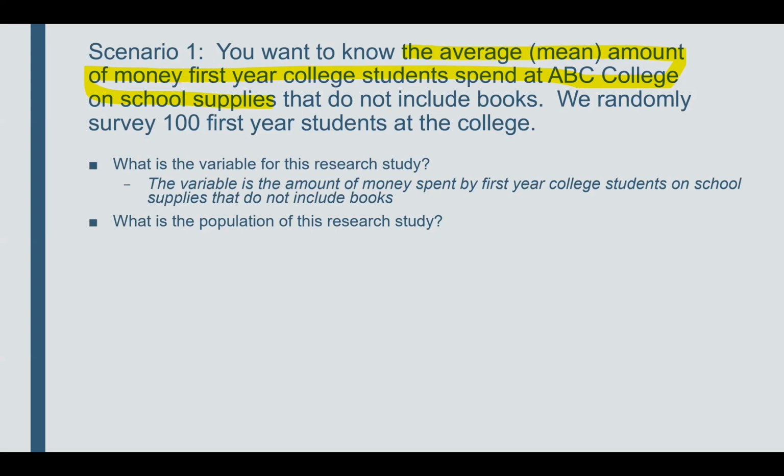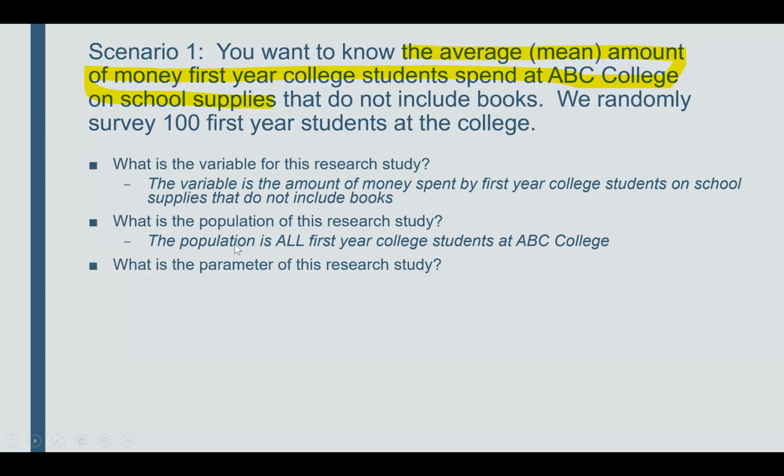Okay, so again, we're looking at the amount of money first-year college students spend at ABC College. So my population would actually be all of the first-year college students at ABC College. In this description of my variable, what I want to know about, it gives me the implied population. So the population is all, notice the word all, first-year college students at ABC College.